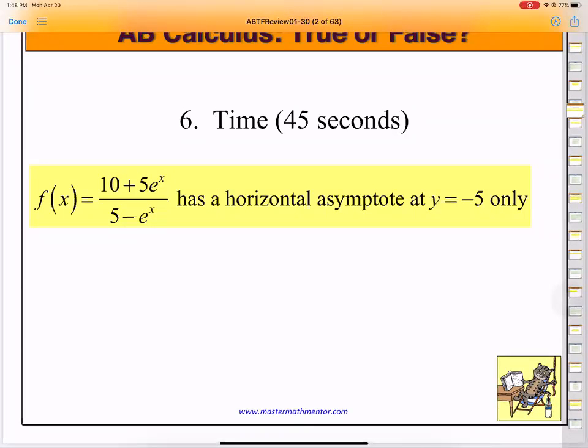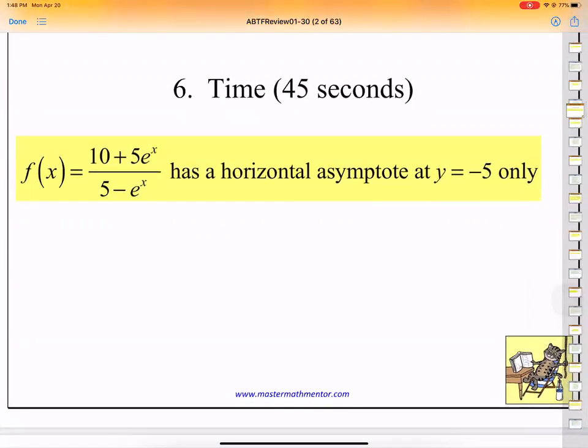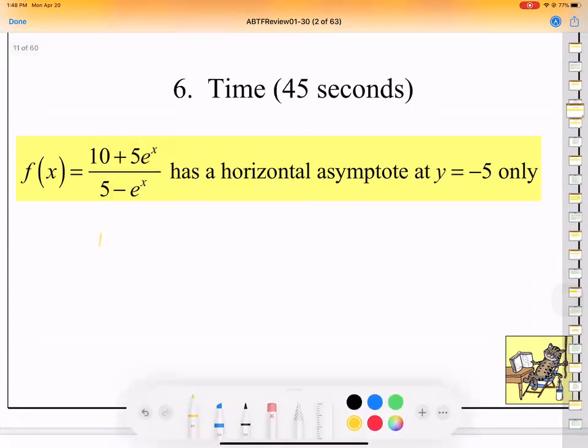So number 6 is asking about the horizontal asymptote. Now, if you remember anything from pre-calc, horizontal asymptotes happen looking at these guys here. If I wrote this differently, 10 plus 5x squared over 5 minus x squared, we know that if the exponents are exactly the same, we have a horizontal asymptote at positive 5 over negative 1. You guys remember that?